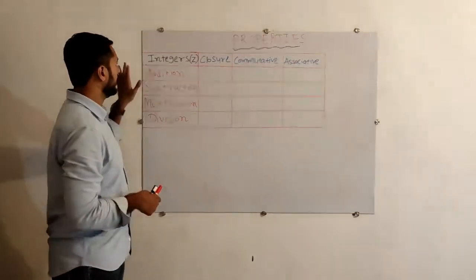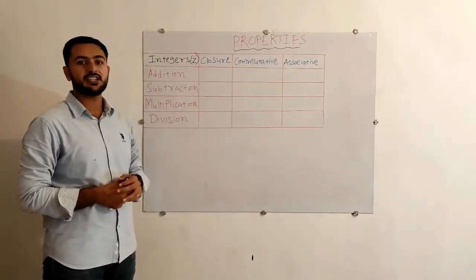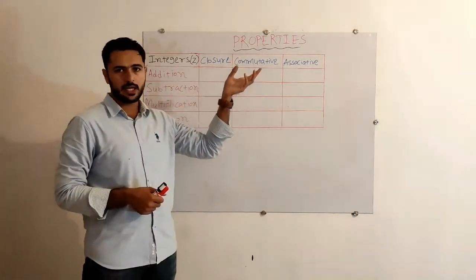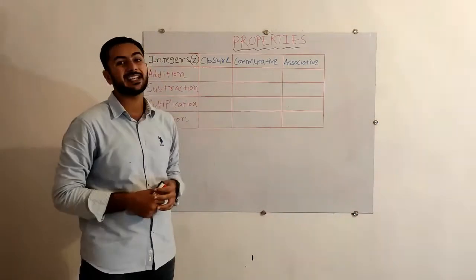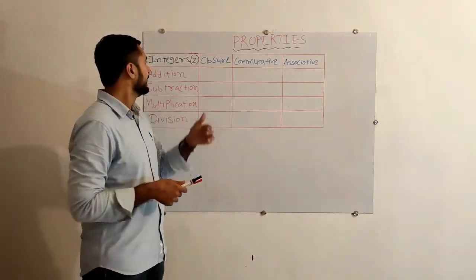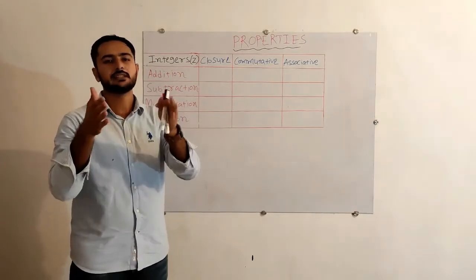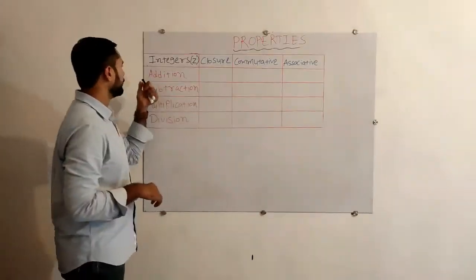See here. Now we are going to discuss the properties of integers. The three properties, as we have discussed, are closure, commutative, and associative. What is closure? If we select any two numbers from the integers or any other type of numbers, the answer should be that type of number only. Let's check for addition first.